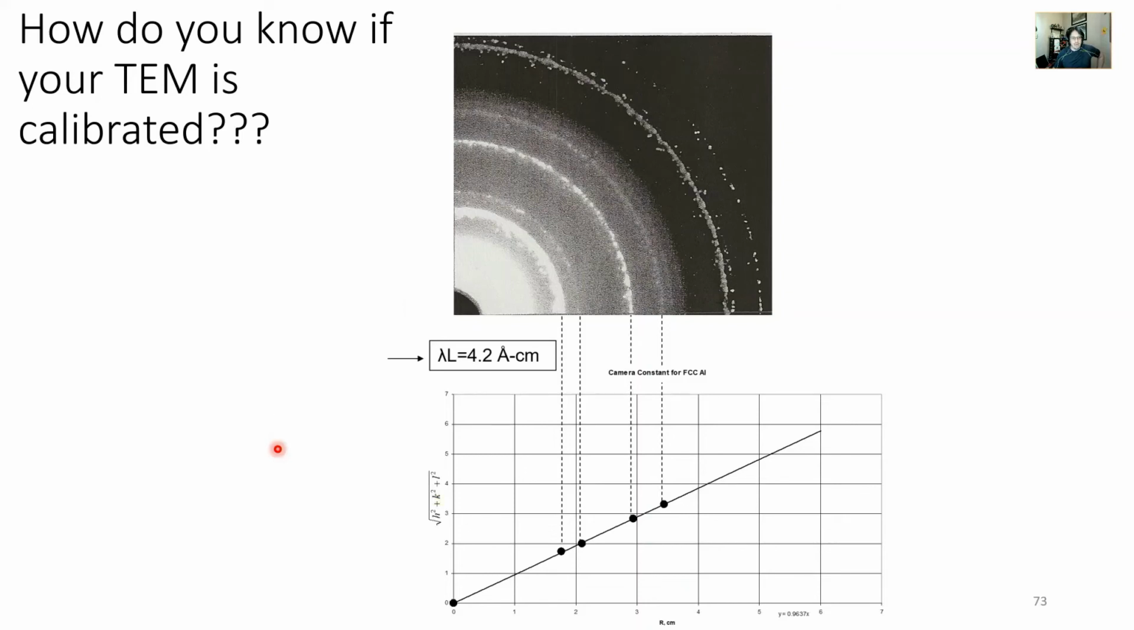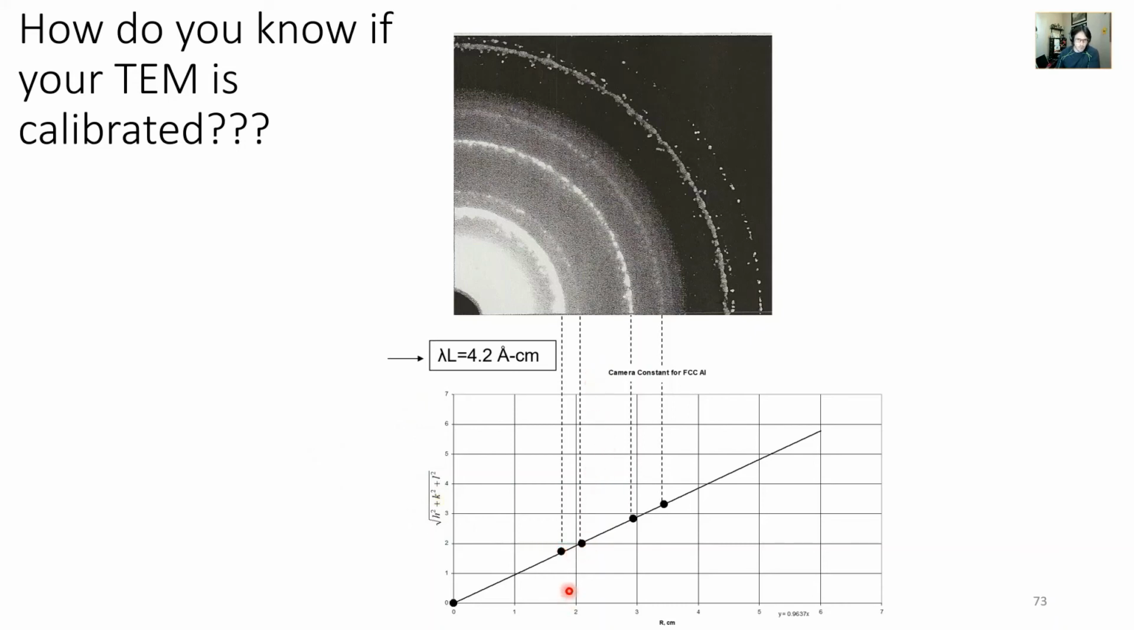How do you know if your TEM is calibrated? This is a big thing. So the camera constant for this one was 4.2 angstrom centimeters, and that's important because you can plot. This is aluminum, so we have a standard. Actually, the camera constant isn't 100% that important to do this because you plot your R. Okay, so you know which ring this is, and you plot your R of your measured ring in centimeters versus the square root of HKL. So let's just say this is 111 and this is something else.